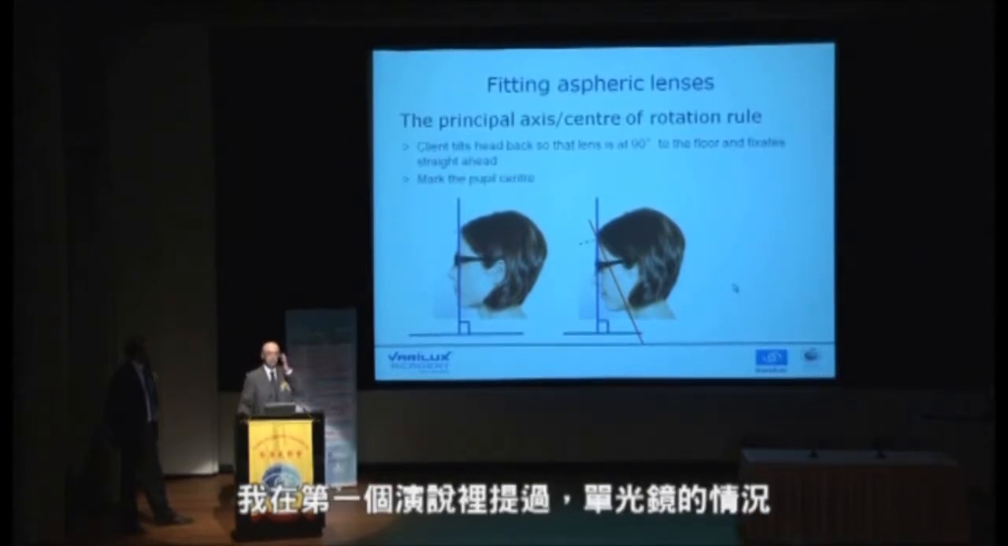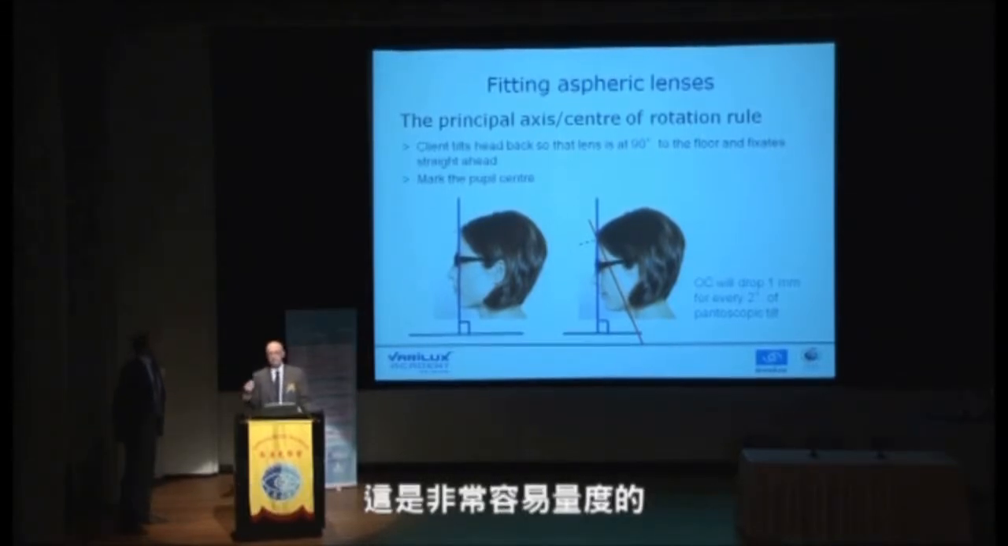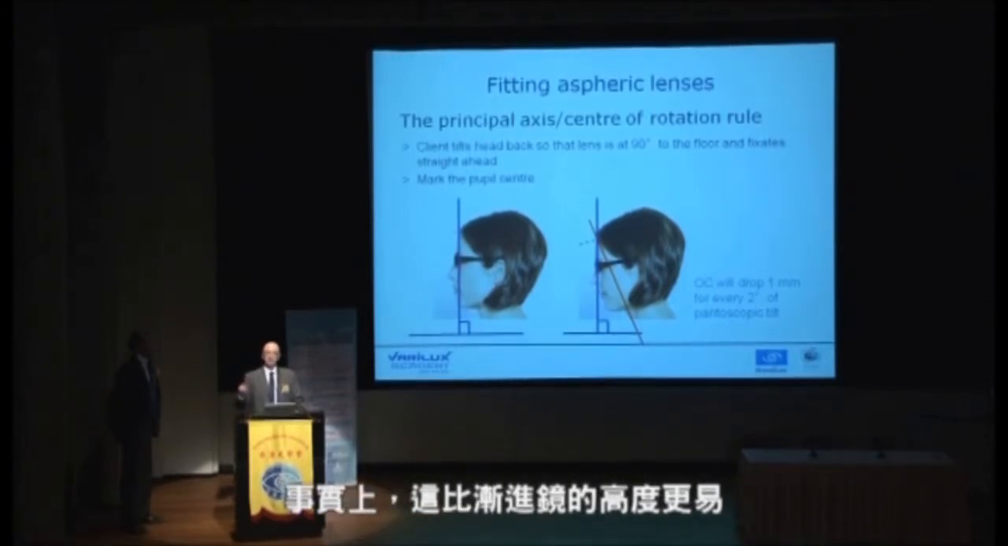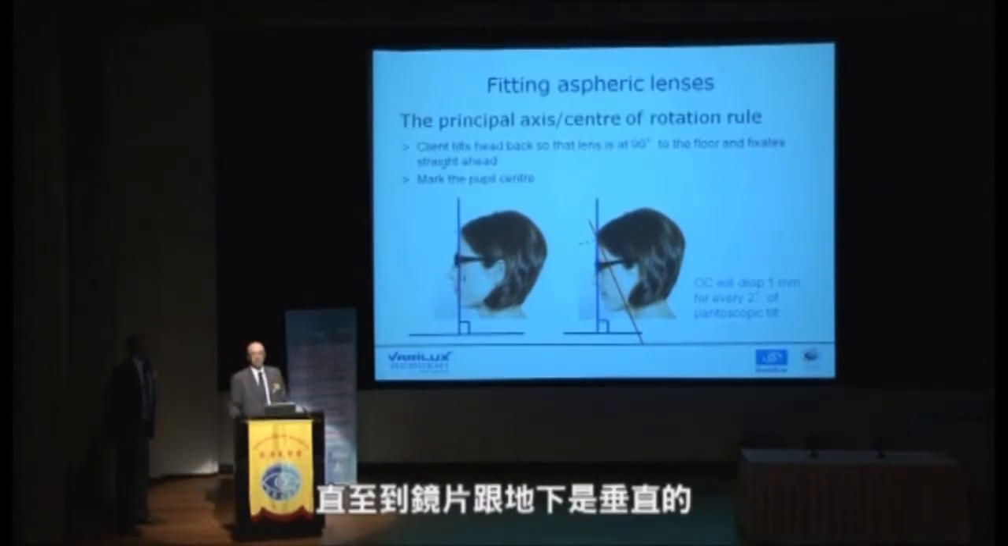I mentioned this briefly in that first presentation. With single vision lenses, we need to make sure that the principal axis passes through the centre of rotation of the eye. It's a very, very easy measurement to take. It's a very easy height to take. In fact, it's probably easier than a progressive height. All you have to do is make sure that you get your patient so that, in this case, she has tilted her head back and the lenses are perpendicular to the ground.